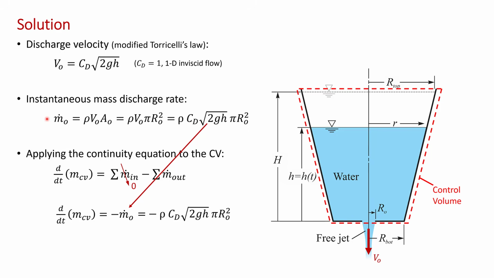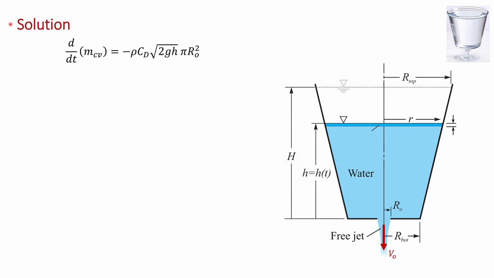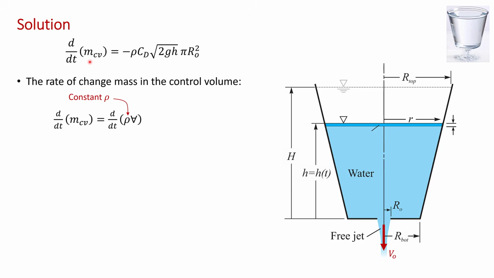Now making the substitution for m dot at the outlet hole, we get the rate of change of mass in the control volume equals minus rho CD square root of 2gh, and then the area of the outlet hole. Now we have the beginnings of a differential equation. Next, we consider the left-hand side of our equation, which is the rate of change of mass inside the control volume. Of course, mass is equal to density times volume, and our flow is incompressible, it's water, so density is a constant, so we can move density outside of the derivative.